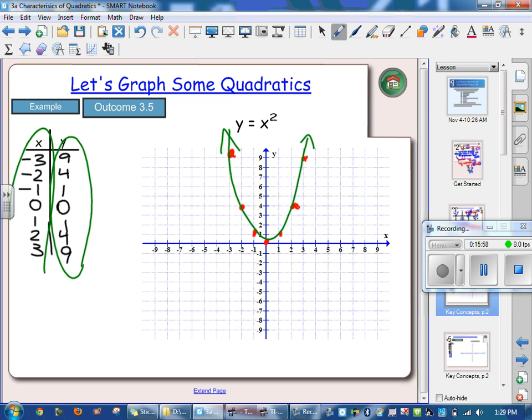What do you notice about the numbers? They're the same but opposite, right? So basically, it's a number and its opposite. So negative 3, positive 3. Negative 2, positive 2. Negative 1, positive 1. Same with the y's. 9, 9 on the bottom. 4, 4 on the bottom. 1, 1, and 0. So the numbers are always reversing.